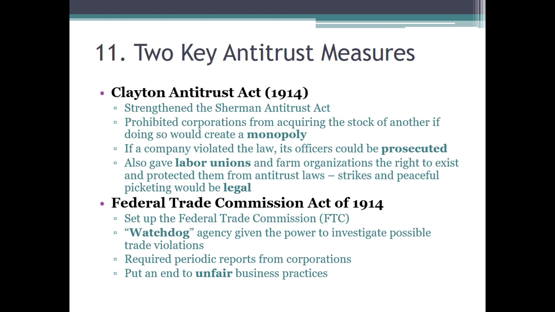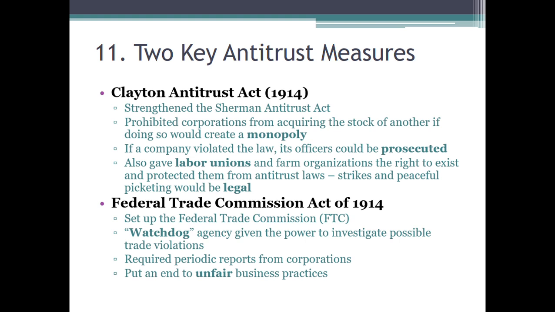The Clayton Antitrust Act makes the Sherman Antitrust Act stronger. It says you cannot take over the stock of another company if it's going to allow you to have a monopoly. It says if you violate the law, you can be prosecuted. It also gives labor unions and farm organizations the right to exist and protects them from being attacked by antitrust laws. It also legalizes strikes and peaceful forms of protest.